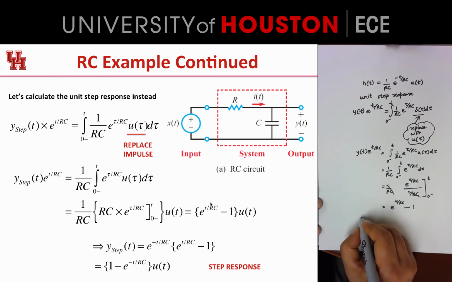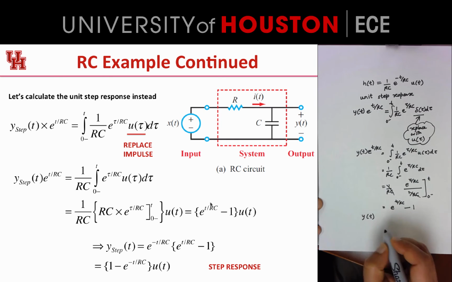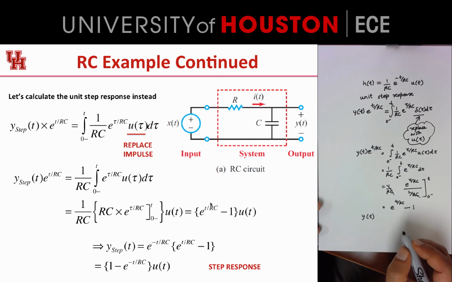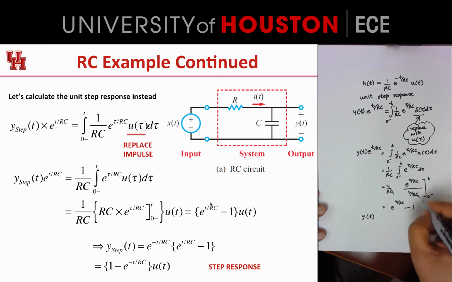So y of t in this case can be solved. Oh, by the way, this whole thing can be multiplied by u of t because all of this applies only to the right hand side of the axis.